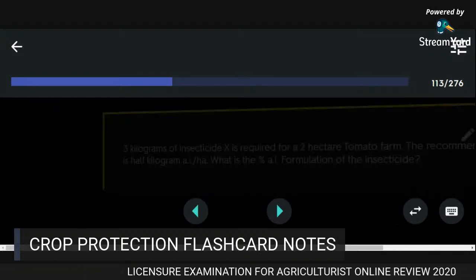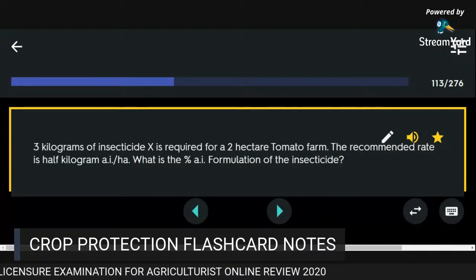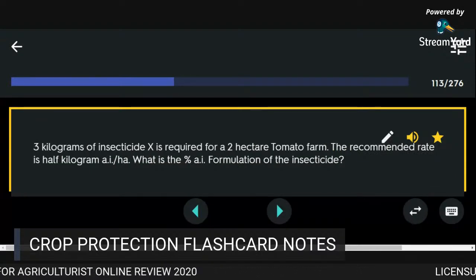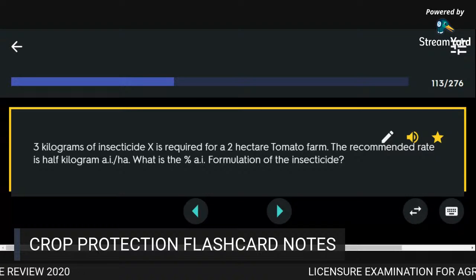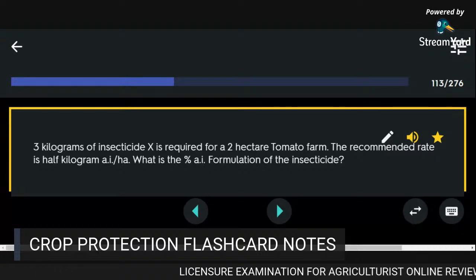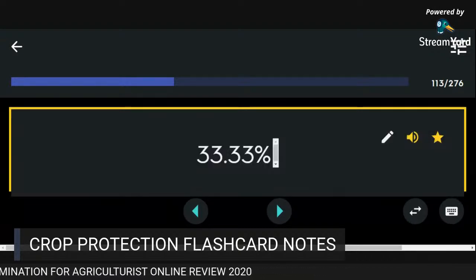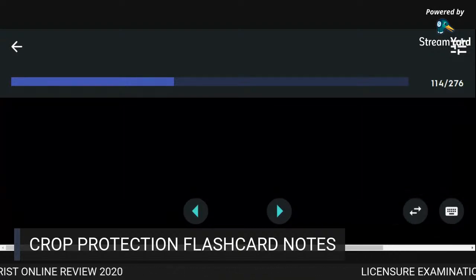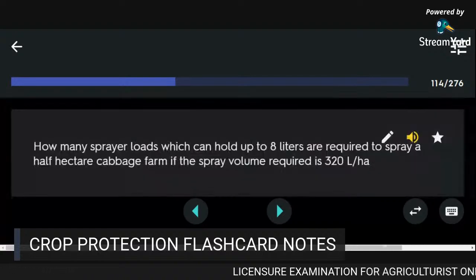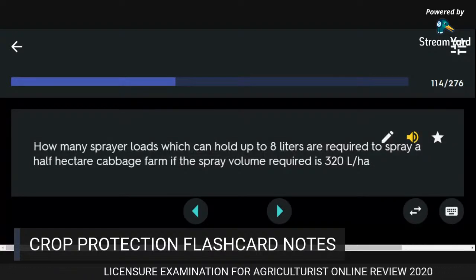3 kilograms of insecticide X is required for a 2-hectare tomato farm. The recommended rate is 0.5 kilogram AI per hectare. What is the percent AI formulation of the insecticide? 33.33%. How many sprayer loads which can hold up to 8 liters are required to spray a 0.5-hectare cabbage farm if the spray volume required is 320 liters per hectare?